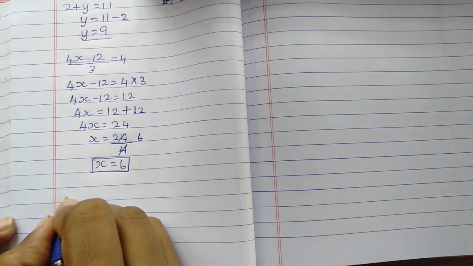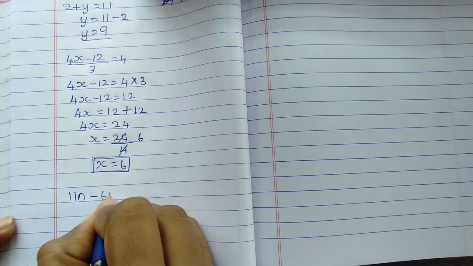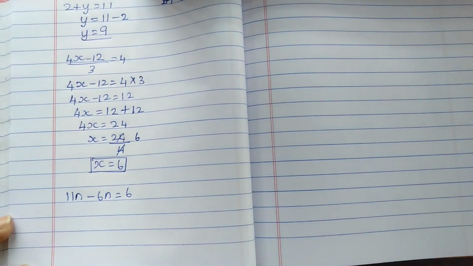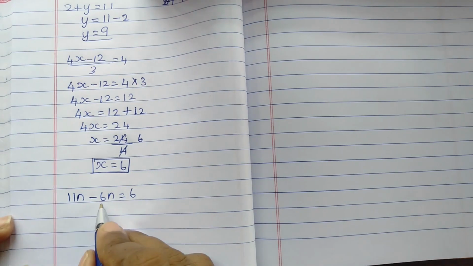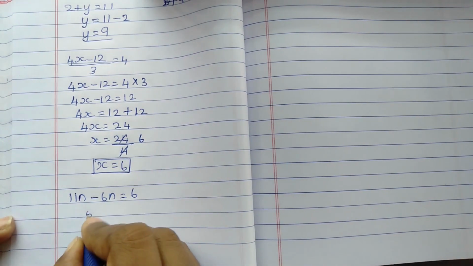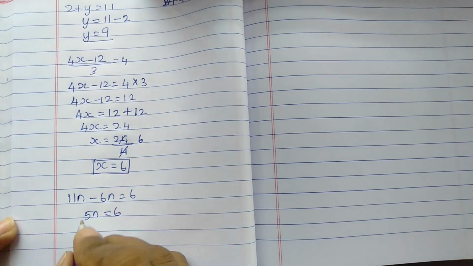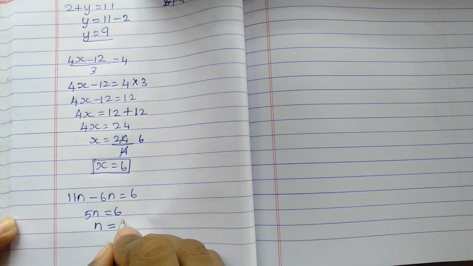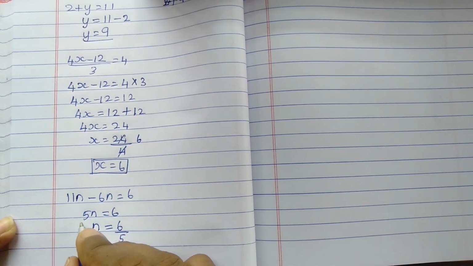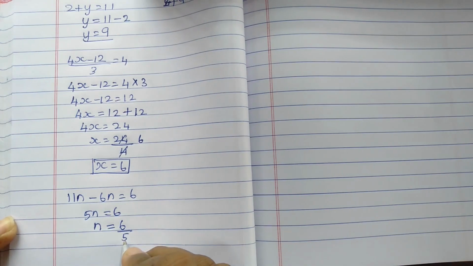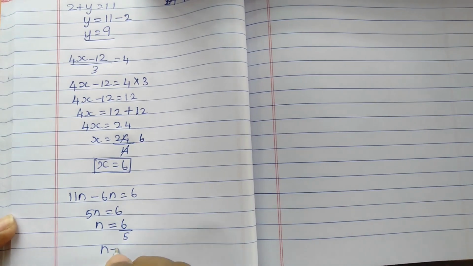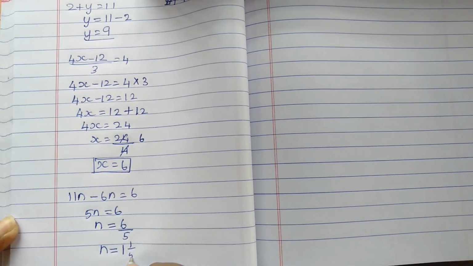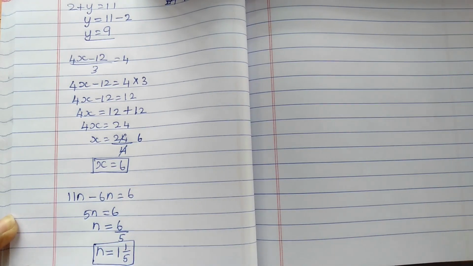Now we have another equation here, 11n minus 6n is equal to 6. Now you can see that you have two terms with the same variable, so it's much easier for us to solve this. 11n minus 6n will give you 5n is equal to 6. Now your value for n will be 6 divided by 5. The coefficient of n is a multiple here, so 5 will do the job of dividing on your right hand side. So this will actually give you 6 by 5. So this will be the value of n.